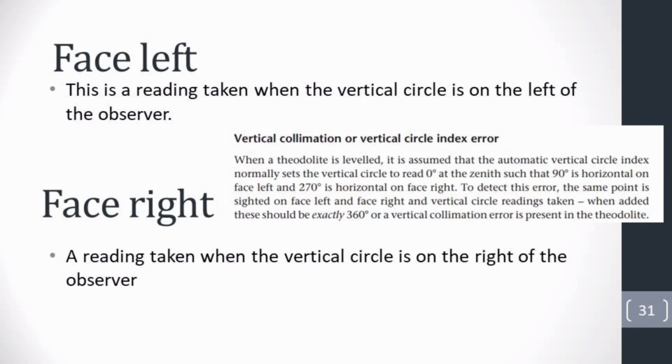Then the face right reading. So the reading taken when the vertical circle is on the right of the observer. So it can either be the horizontal or the vertical readings, either of the two. So that was just as simple as that.